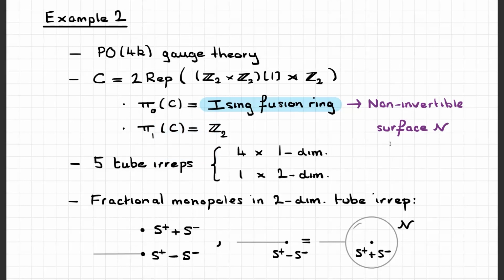And what you find in this case is that the non-invertible surface, N, exchanges these 2 things. So it exchanges the untwisted and the twisted sector. These operators, and so it transforms in a 2-dimensional irrep.